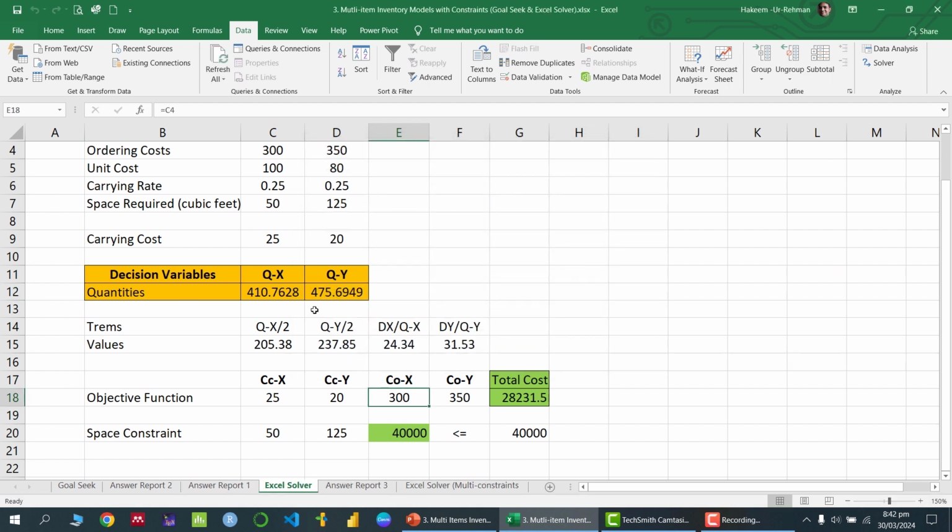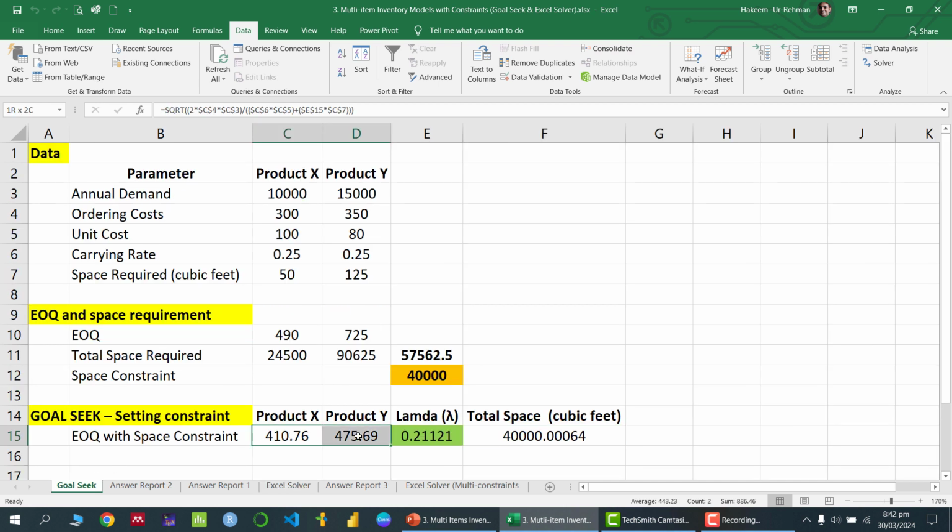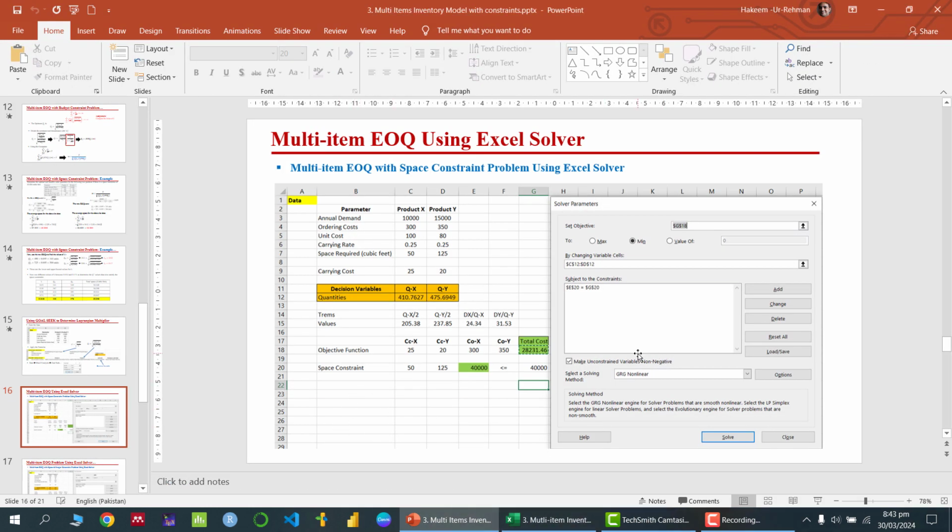Okay, now we are getting this one. Earlier it was written 1 1, and due to that we were getting the error. But right now we get the answer. You can see that the constraint is satisfied. The optimum order quantity of X is 410.76, and the optimum order quantity of Y is 475. These are the same answers which we got using the goal seek, as you can see over here as well. So either you can use the goal seek approach or the Excel solver approach.